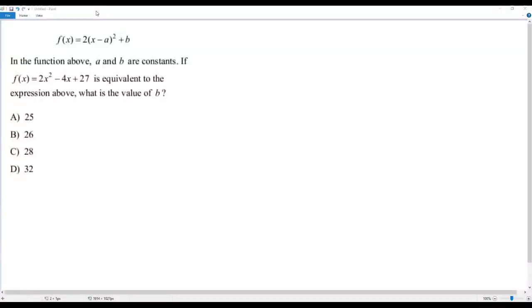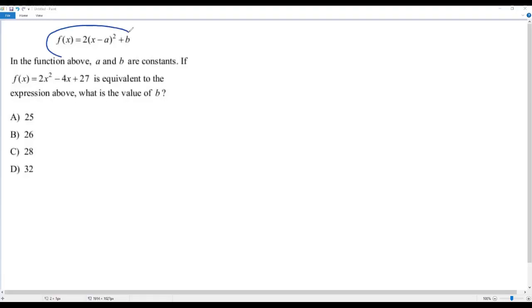Here we have a SAT math problem. Okay, let's go to the question. f(x) = 2(x - a)^2 + b. In the function, a and b are constants. If f(x) = 2x^2 - 4x + 27 is equivalent to the expression above, what is the value of b?